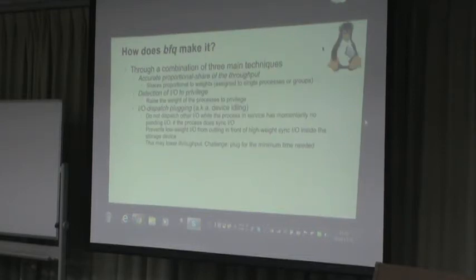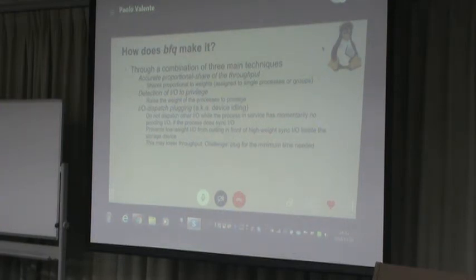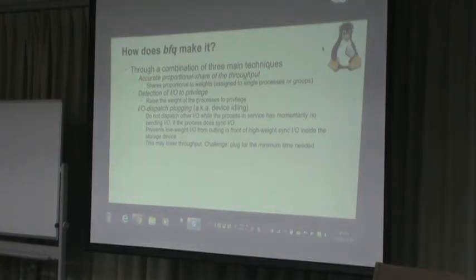Last question may be, okay, why is BFQ magic? How does BFQ make it? Well, the answer is just a combination of three main techniques. First, accurate implementation of a proportional share policy, proportional sharing of the throughput of the device. So every process, actually every group of processes, you can also share throughput in groups, but this is a different story. Anyway, every process can be assigned a weight and receives a share of the throughput proportional to that weight. So this is the first thing, accurate implementation of a proportional share policy.